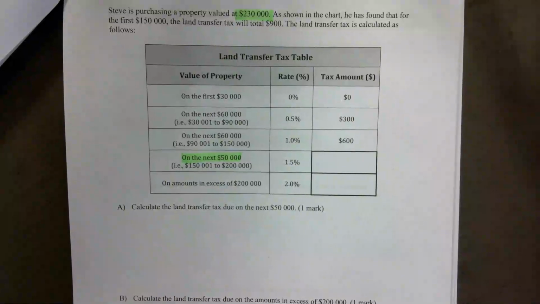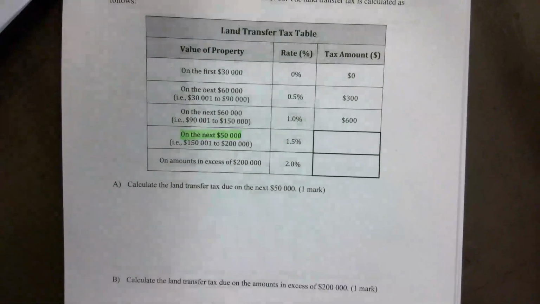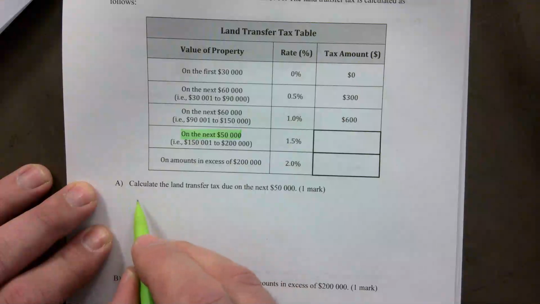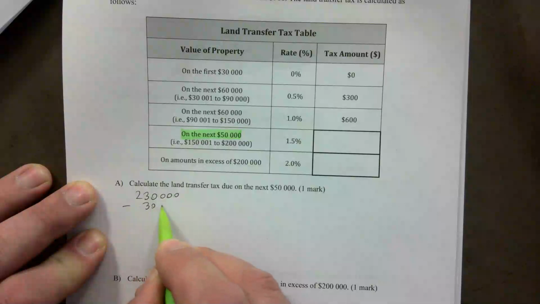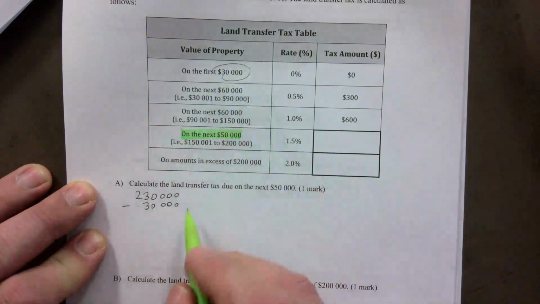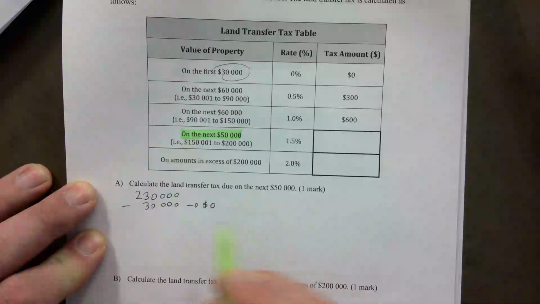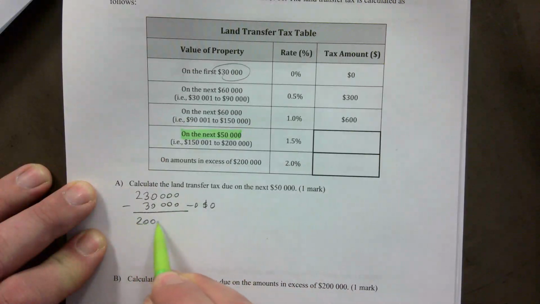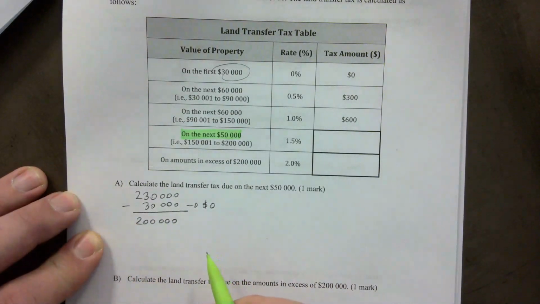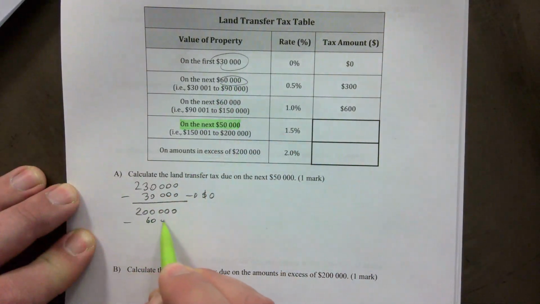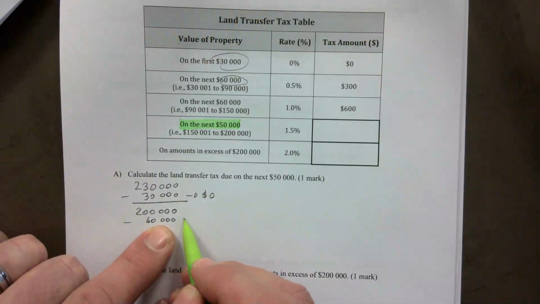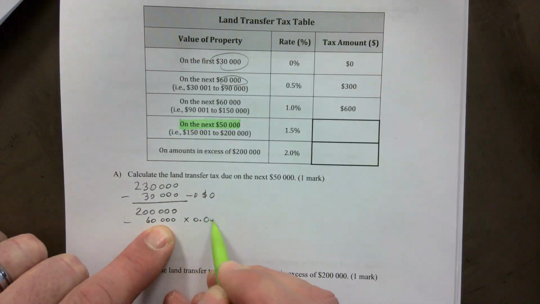Here's what I would do, using my method that I've shown you again and again. 230,000 minus 30,000. That's the first 30. You don't pay anything on it. It's 0. You're left with 200,000. Okay? Then the next amount is 60,000. You take 60,000 away.